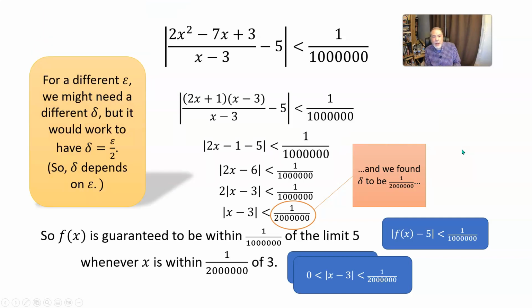For a different epsilon, something other than 1/1,000,000th, we might need a different delta. But remember how we got this 1/2,000,000. We got it when we divided through by 2. So whatever number we have for epsilon, it would work to have delta being that number divided by 2. Delta can be epsilon divided by 2. So in general, delta depends on epsilon. Epsilon can be any number greater than 0, but then the value of delta is going to depend on what epsilon is.